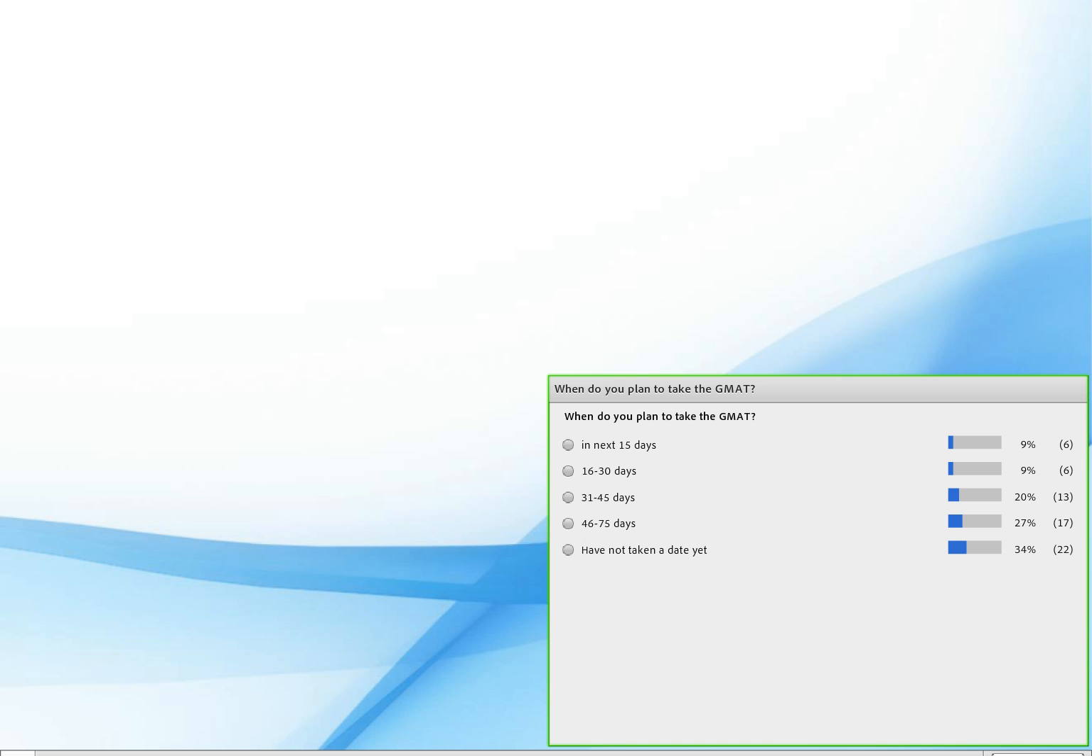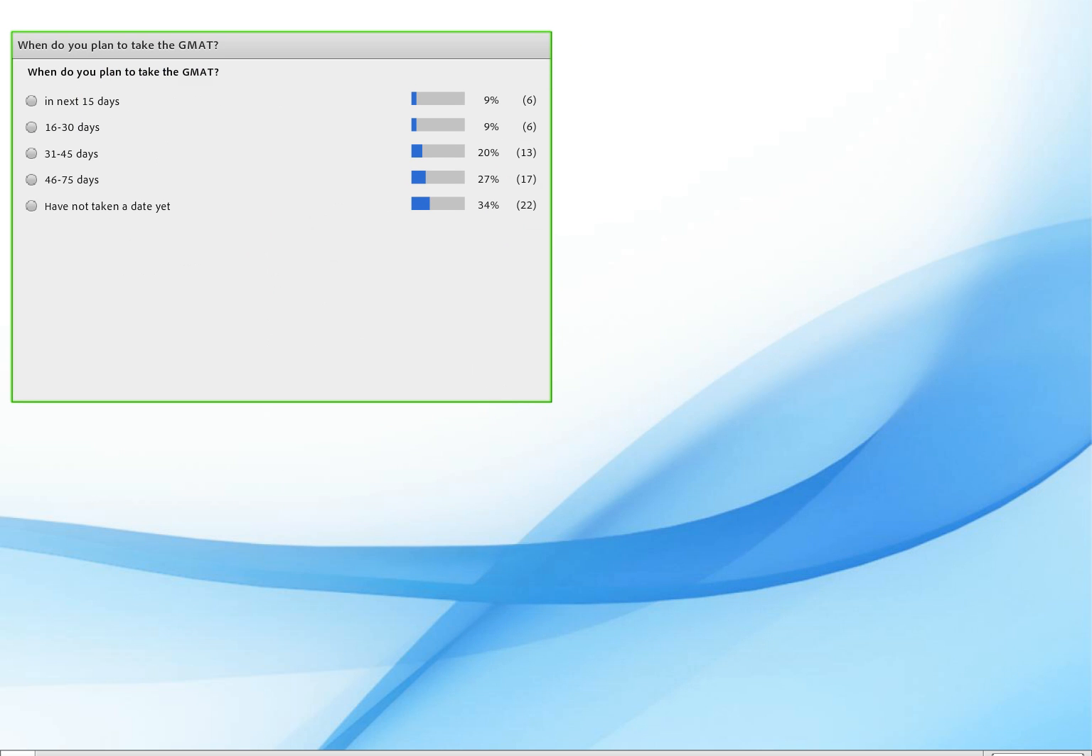So I have two questions primarily. The first question is, when do you plan to take the GMAT? Let's take 5 to 6 seconds. Make sure that you mark the answer for this question, and let me get you the second poll.